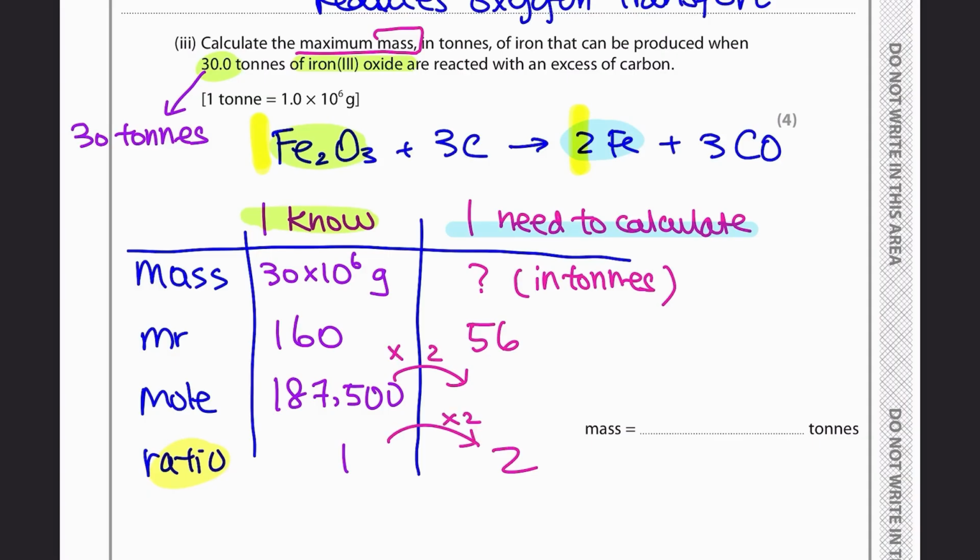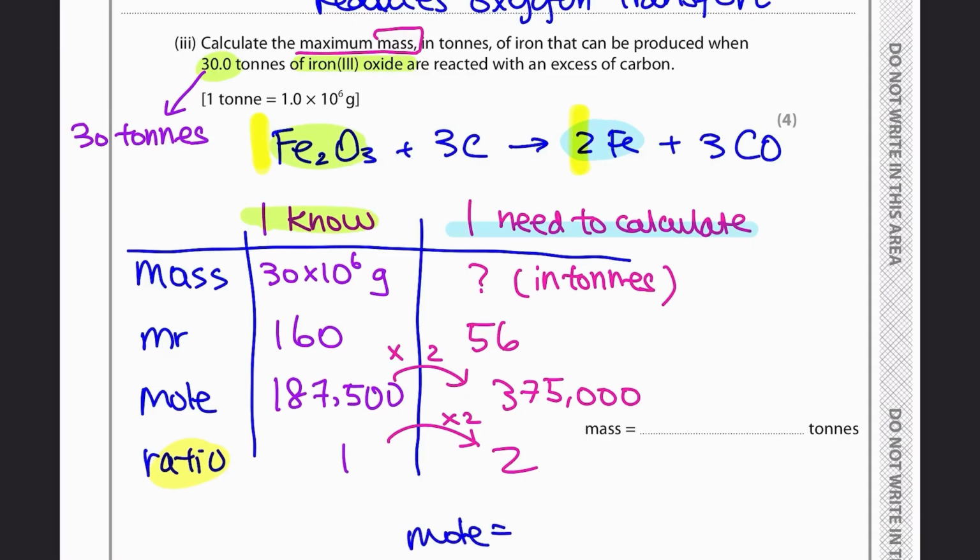So 187,500 times by 2, that would be 375,000. Understand that? So the ratio is the mole ratio, which is these big numbers from your balanced equation. And then you use that to find out the number of moles, because the moles is the same as the ratio.